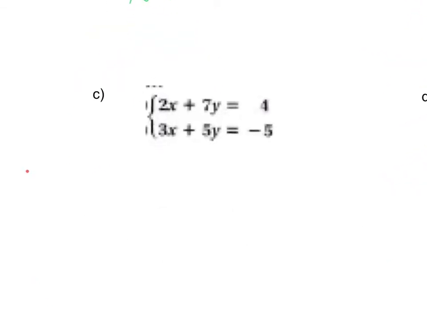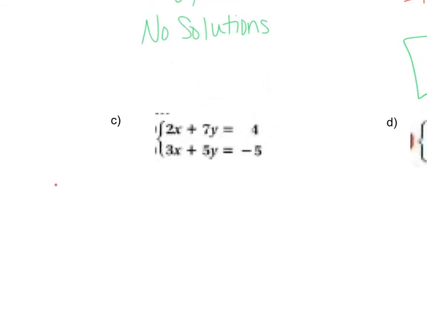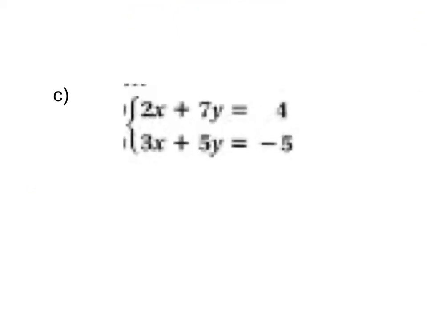All right, just a few more to go. So let's do this one. Looks like nothing can cancel. We're gonna have to multiply both of them. Sorry, this is so blurry.